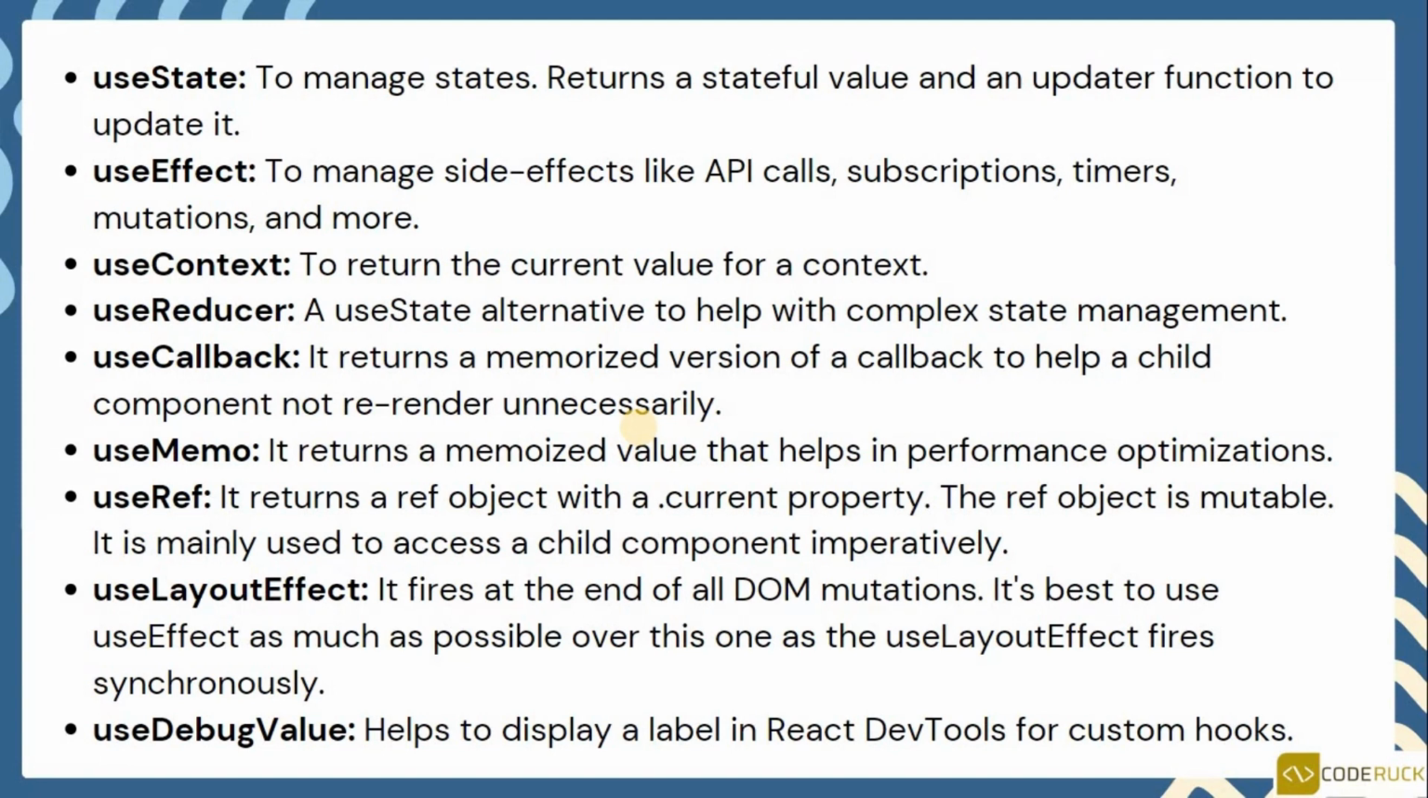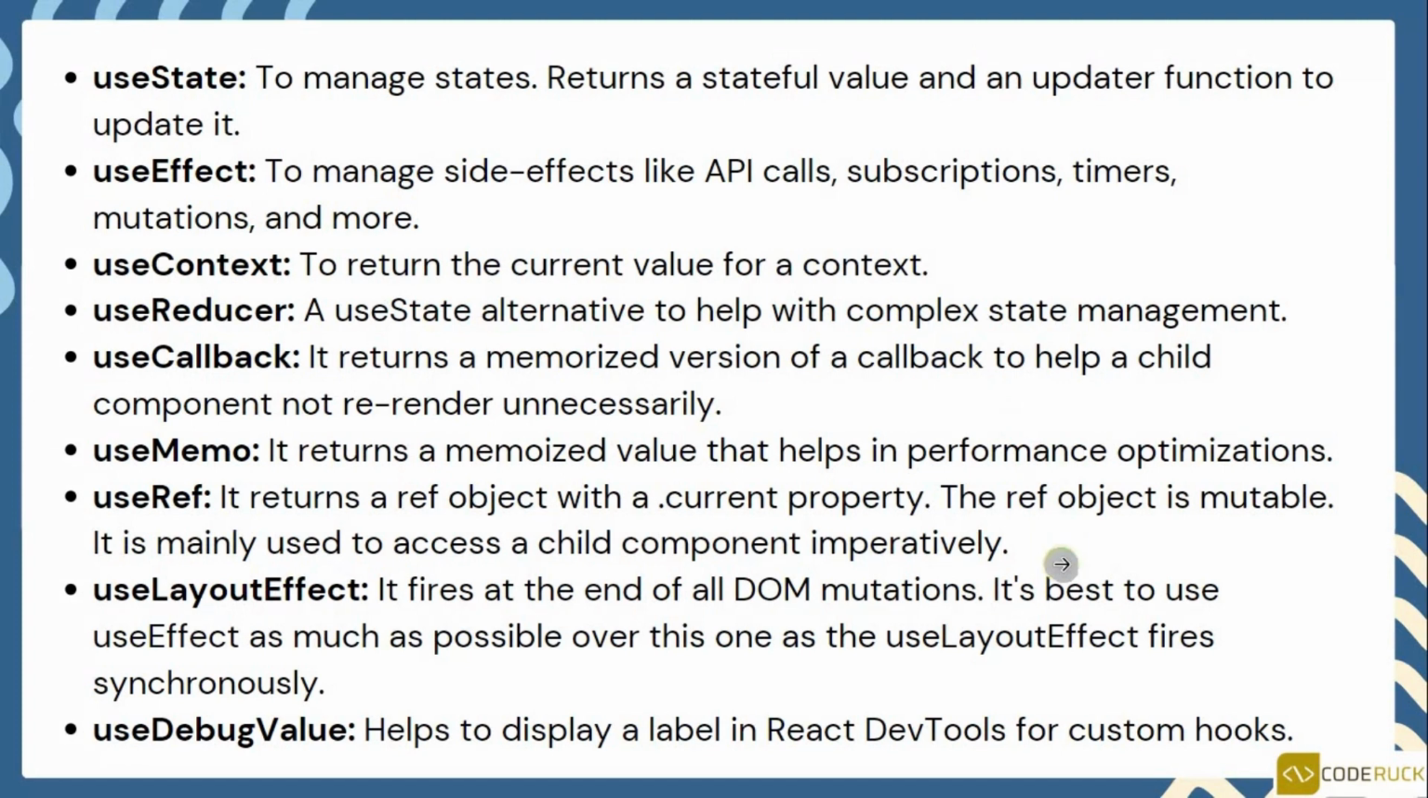Another one is useContext. It returns the current value of a context. And the fourth one is useReducer. It is an alternative to useState that helps with complex state management. Now useCallback. It returns a memoized version of a callback to help a child component not re-render unnecessarily.